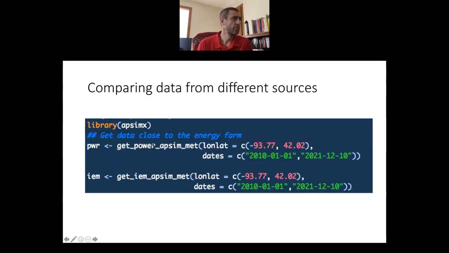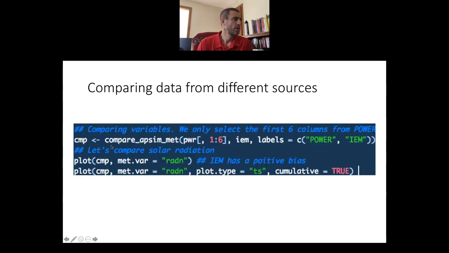We extract data from the NASA Power source, and from the Mesonet. With this function, compare APSIM underscore met, I'm extracting the data from NASA Power and from the Iowa Mesonet, and I'm putting labels on those comparisons, and then I'm using the plotting functions for this object, the CMP object, for comparing. I'm going to compare first radiation and then radiation in a cumulative fashion.